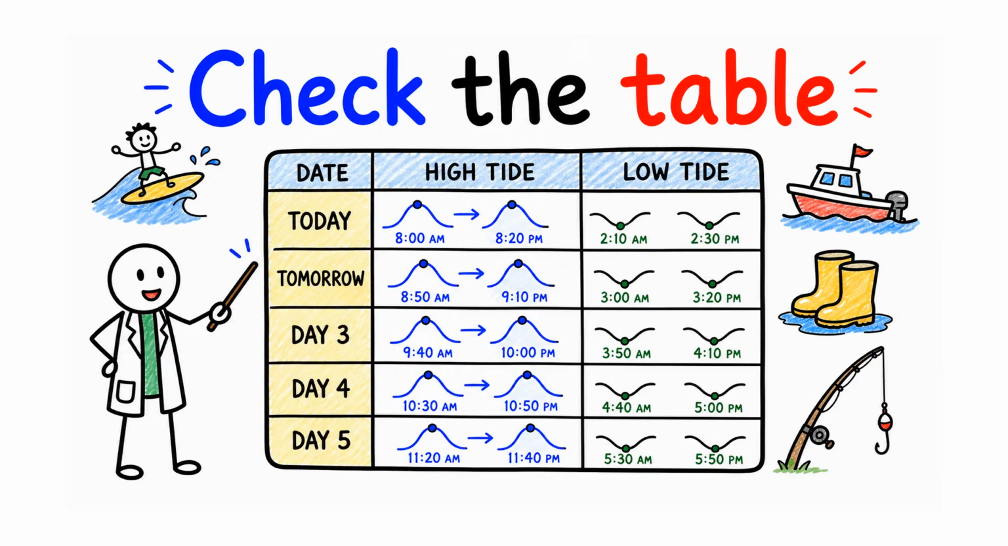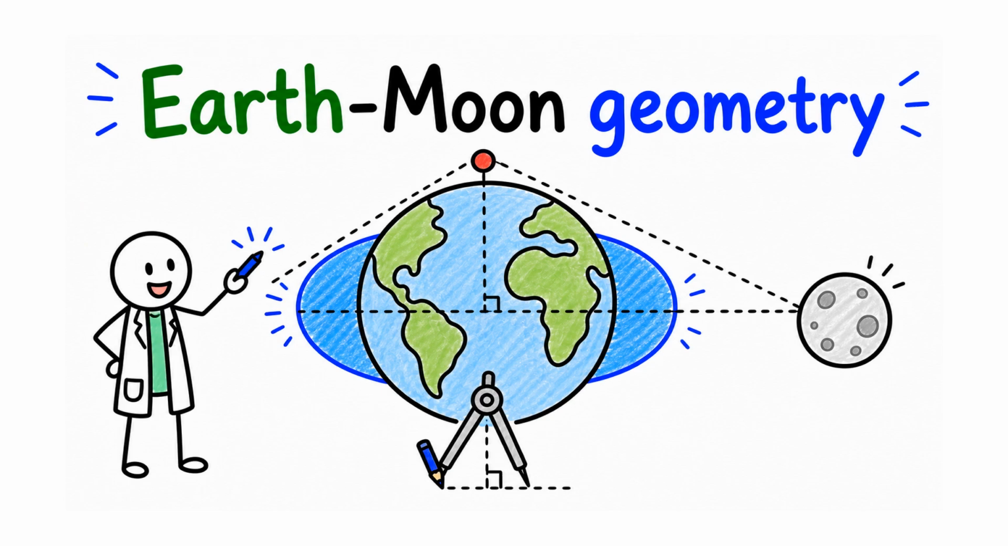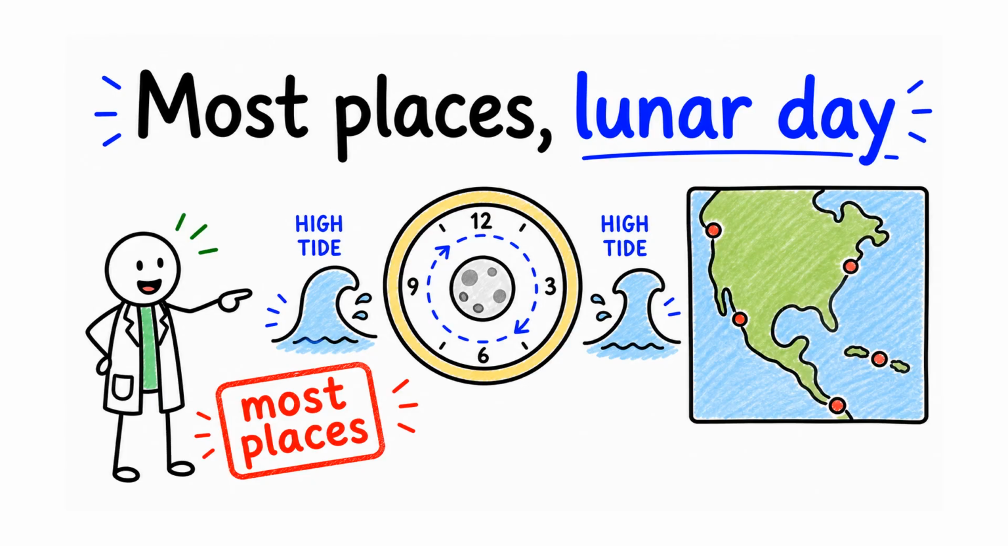If you fish, surf, sail, or walk tidal flats, that sliding schedule matters. The ocean is not random, but it is also not synced to your wall clock. It is synced to the moving geometry of Earth, moon, and water. That is why the phrase twice a day is useful, but slightly simplified. The better phrase is two high tides, in most places, during a lunar day.